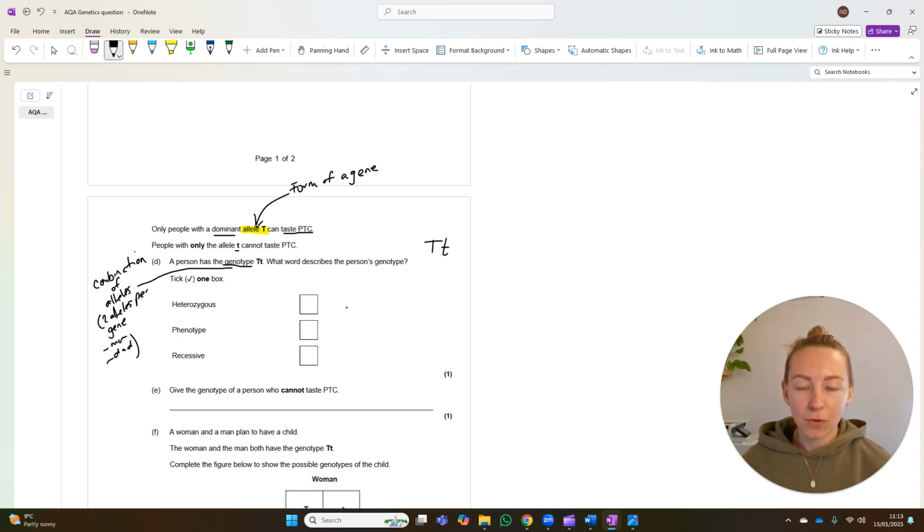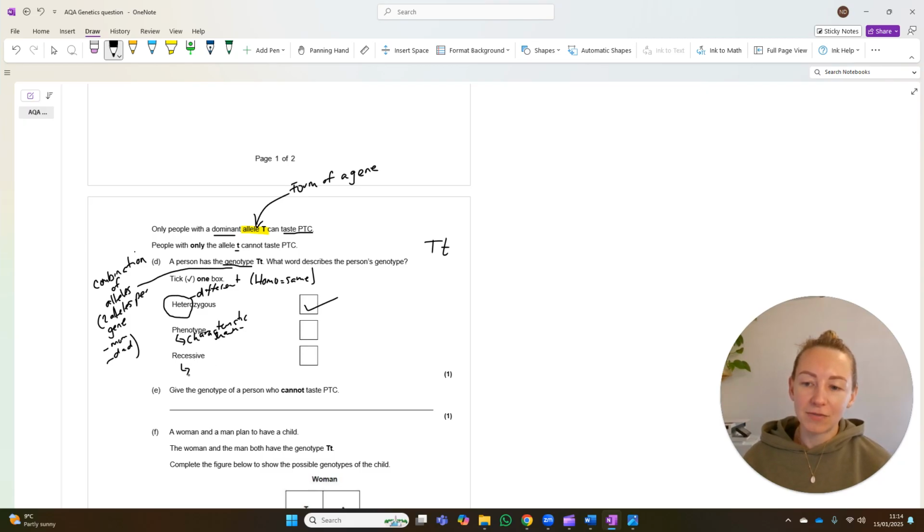So we're looking for a prefix to a word that means different, and that is hetero. So this is different. If they were the same, we'd be looking for homo as the same, but they're not, so they're different, so heterozygous. So that sounds right to me. And we can just check here with the other ones as well. It's good to double check elimination. So phenotype is actually the characteristic that's shown. So that's not the right answer anyway. And that would be, for example, here, whether they can taste PTC or not.